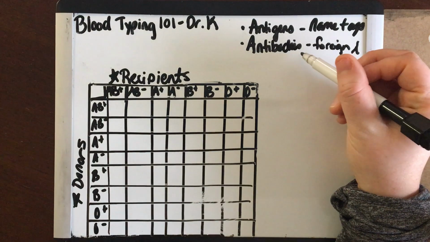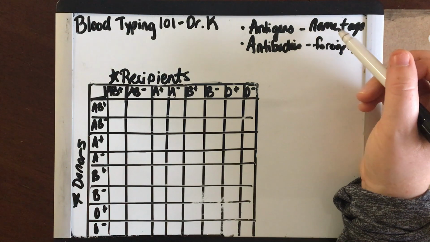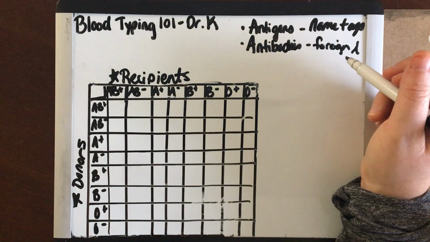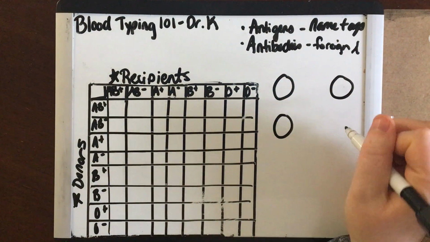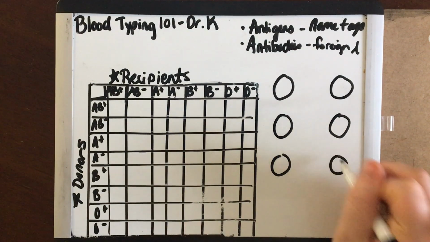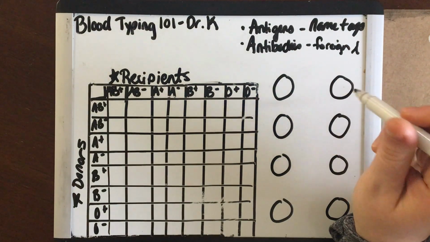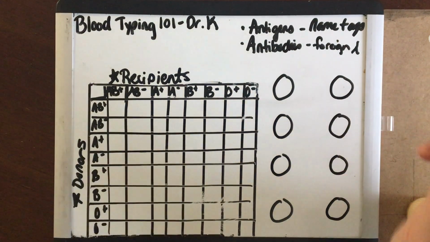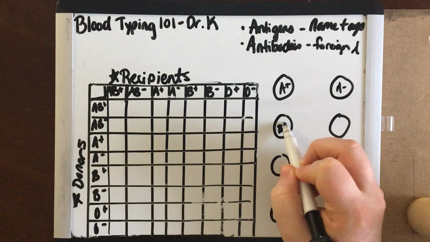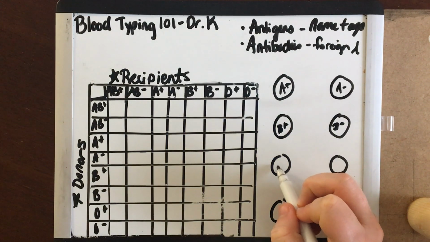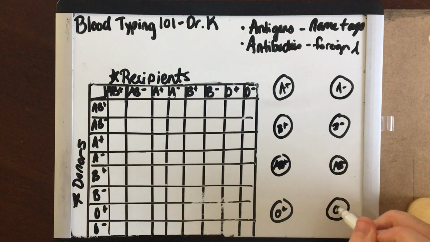Okay? And so you only make antibodies to antigens you don't have. If you made antibodies to your own name tags, think what would happen. You would essentially bind and destroy your own cells. So how does it work? So let's draw our 8 blood types. Now remember, the antigens that you have are going to be A, B, or the RHD antigen, okay? So we'll do this A positive, A negative, B positive, B negative, AB positive, AB negative, O positive, O negative.